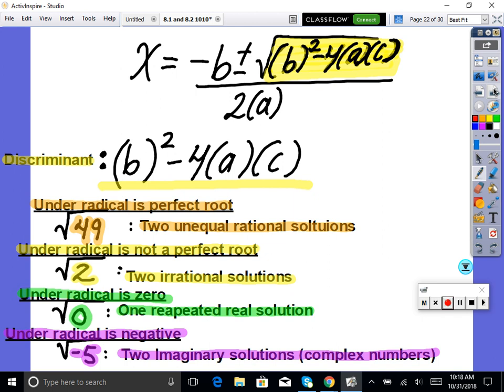So if under your radical is a perfect root, that's when we get two unequal rational solutions. That means two unequal solutions that can be written as a fraction. When under the radical is not a perfect root, and we cannot simplify the radical to be gone, then it would be two irrational solutions. Cannot be written as a fraction. And if under the radical is 0, we get one solution that's repeated twice. If under the radical is negative, that's where we get our two imaginary complex solutions, because complex numbers are a plus bi. So two imaginary solutions. So you only want to calculate what's under the square root. So let's just look at a few last examples and I'm done.